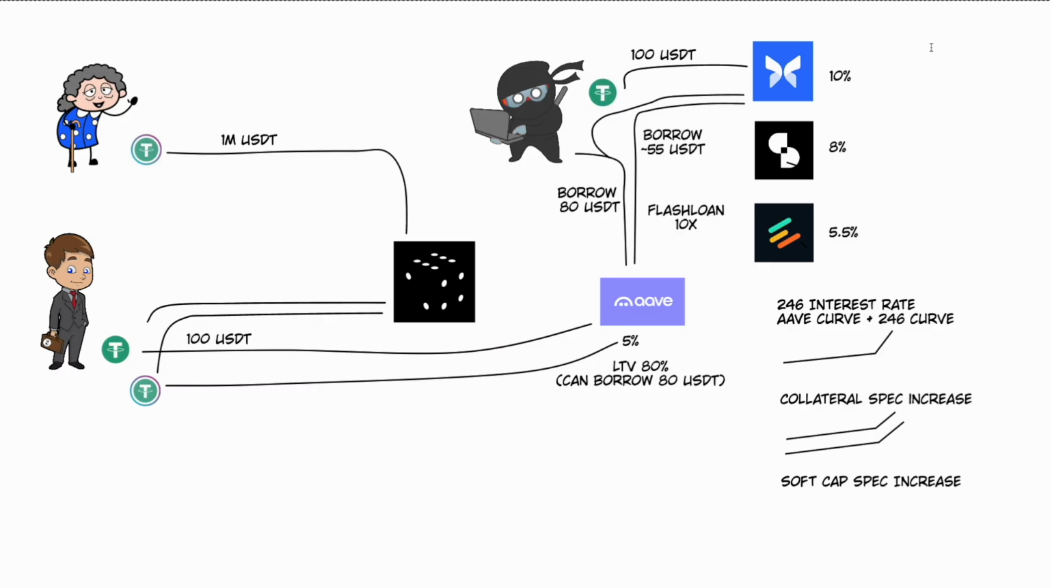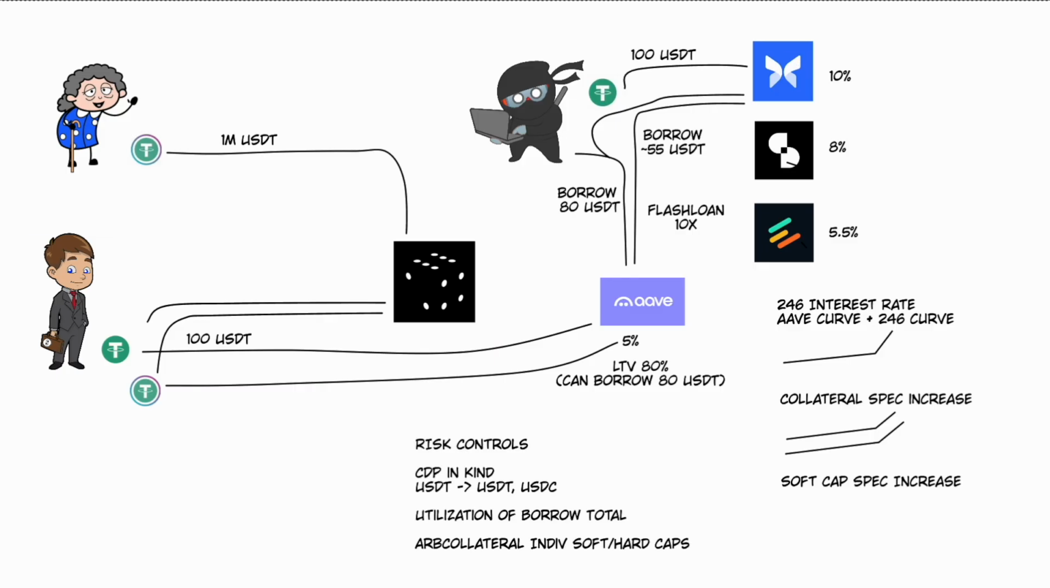So moving on, there are some other risk controls here. Right now the 246 only allows for CDP in kind, so you can't borrow Tether versus ETH or WBTC or any other asset. It's got to be dollars for dollars, right? So USDT as collateral, and can borrow USDT from AAVE or USDC, this kind of stuff, like pegged assets and so forth.